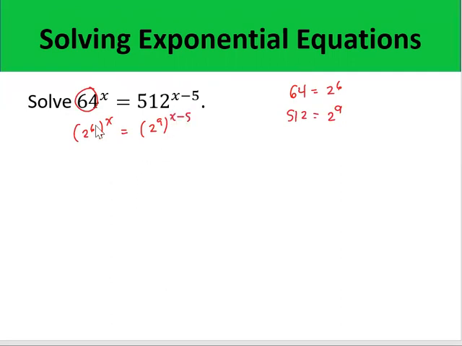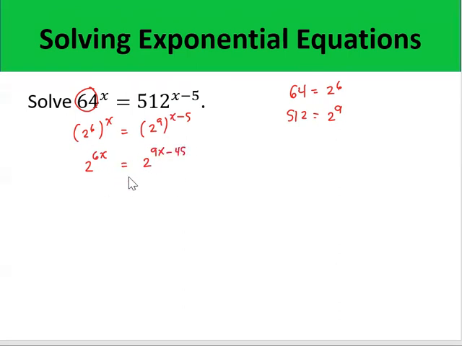Now, applying the laws of exponents shown in the first slide earlier, we can just multiply the exponents in both the left side and the right side. So in the left side, we have 2 raised to 6 times x, which is 6x, while in the right side, we have 2 raised to 9 times x minus 5, which is 9x minus 45.